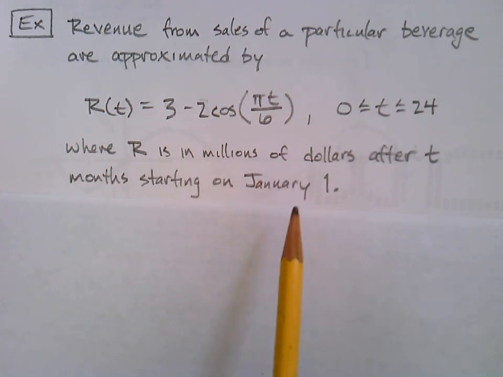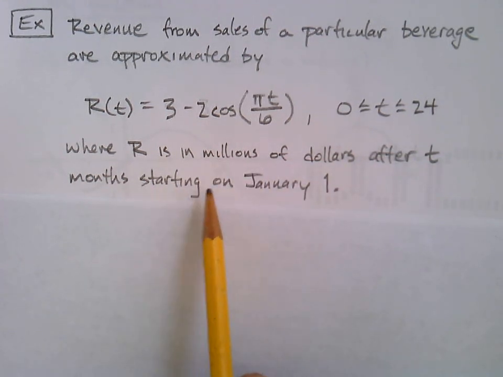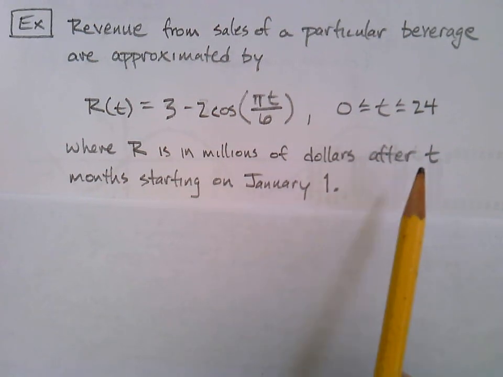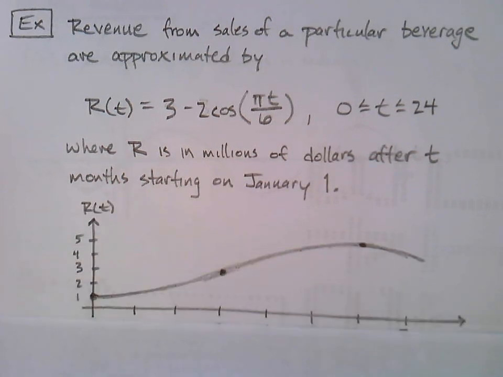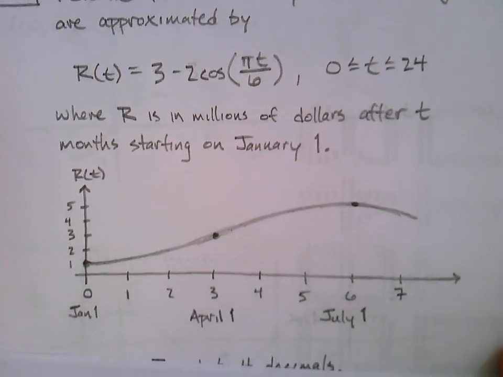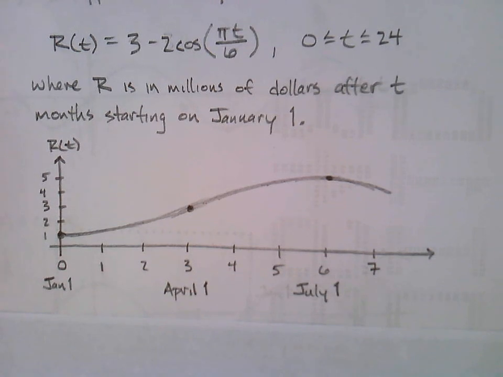R is in millions of dollars. That's nice. T is months starting on January 1. So t equals 0 is the beginning of the year, and then 1 month later, 2 months later. Okay, so here's the graph. You guys will not be expected to graph such things. This is provided for us. Or we could always take a look at it in Desmos.